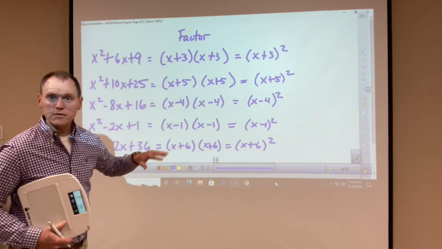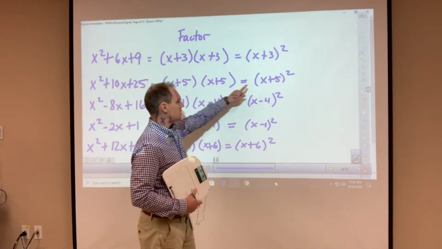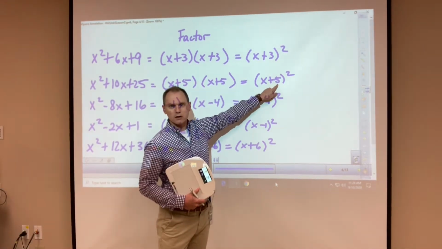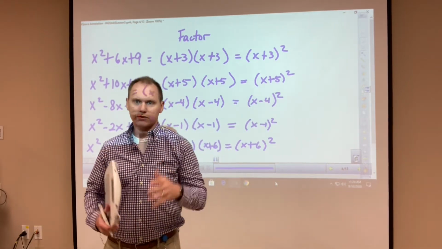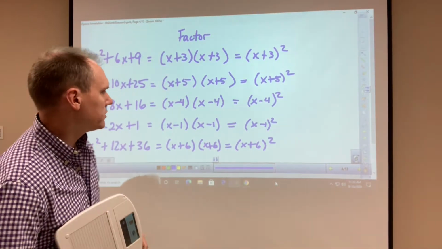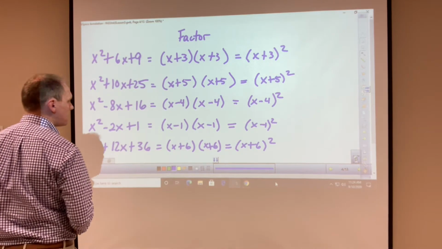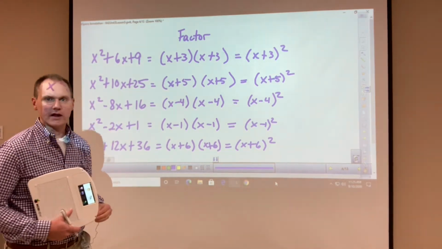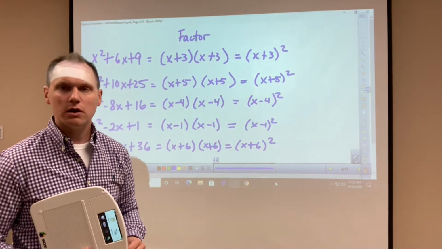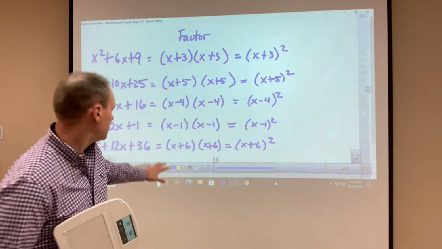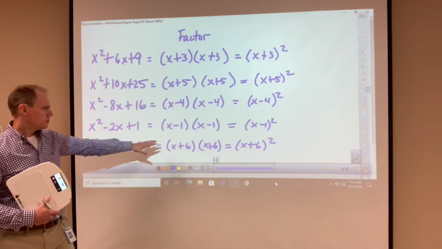So you notice that every single one of these resulted in a perfect square. Right? All of these end up with some parentheses and then squared. So they all end up in a perfect square. So that's our goal for today, to be able to convert something from this form to this form.